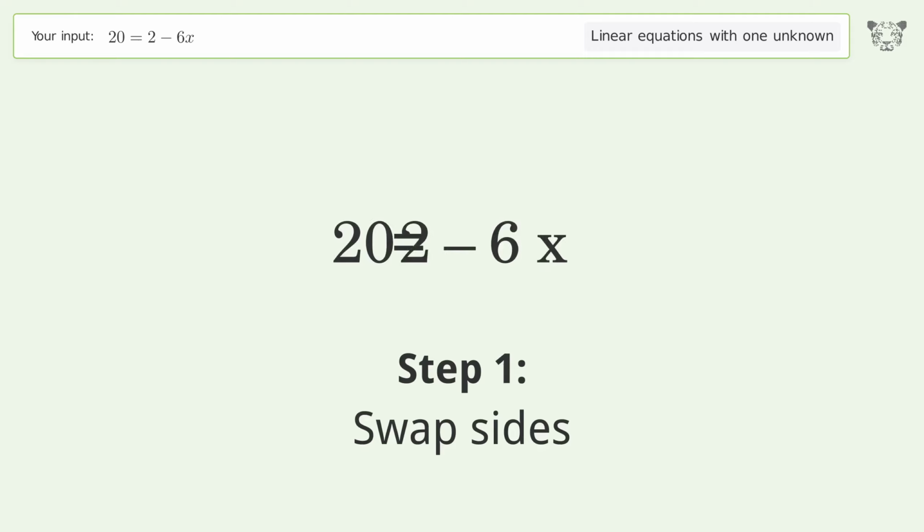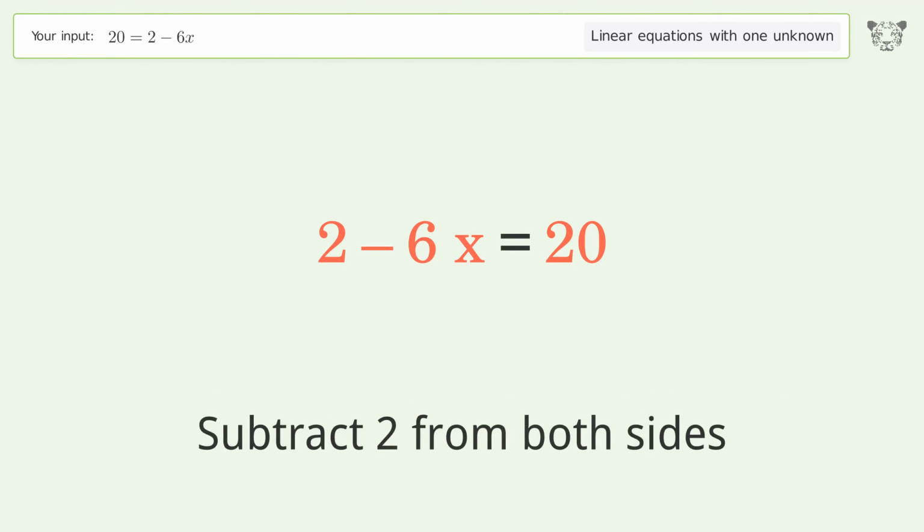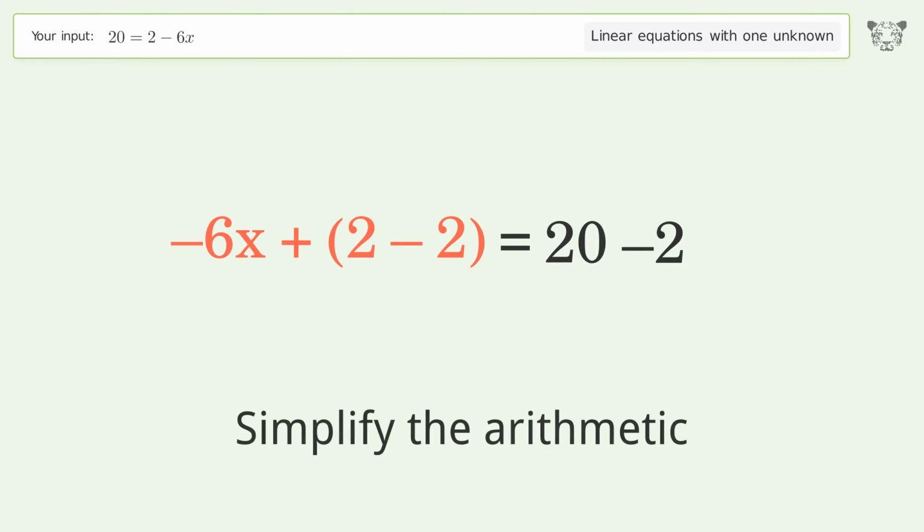Swap sides. Group all constants on the right side of the equation. Subtract 2 from both sides. Group like terms. Simplify the arithmetic.